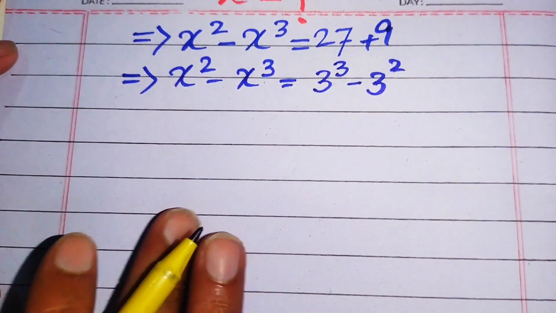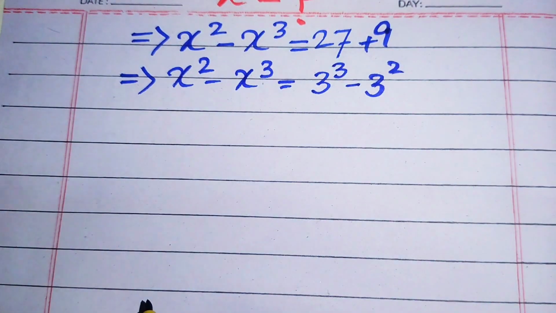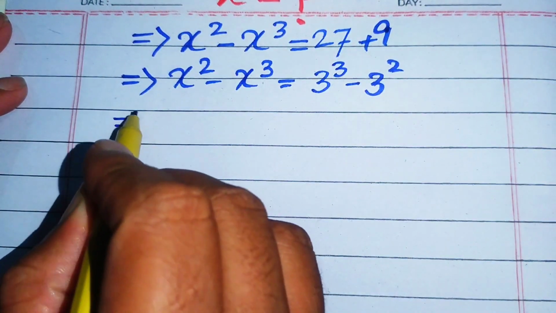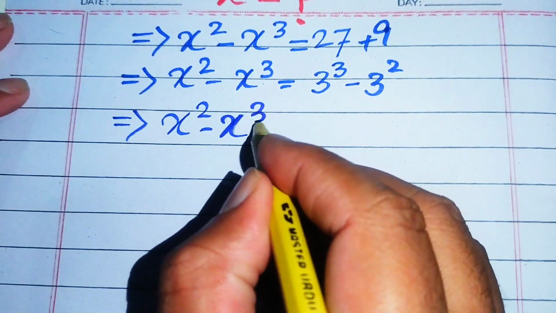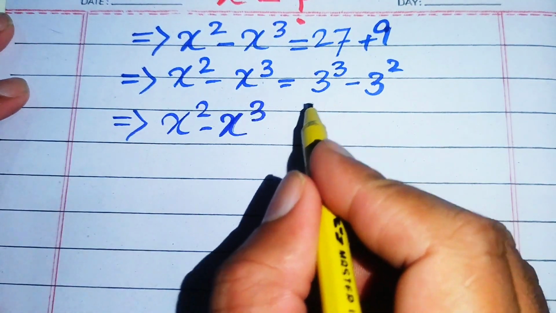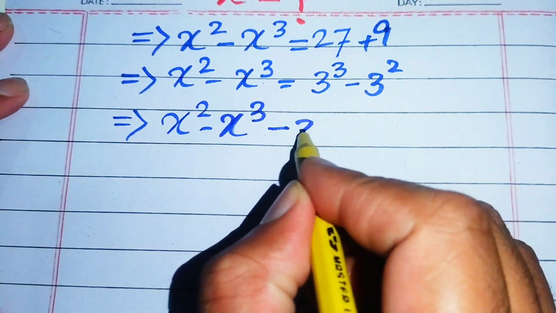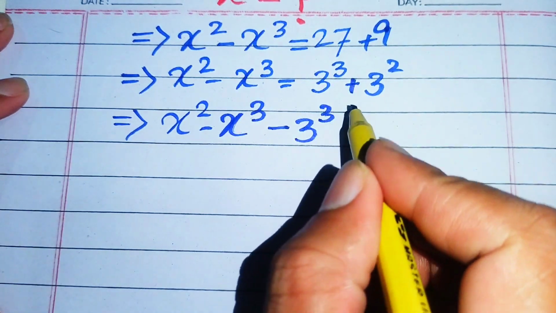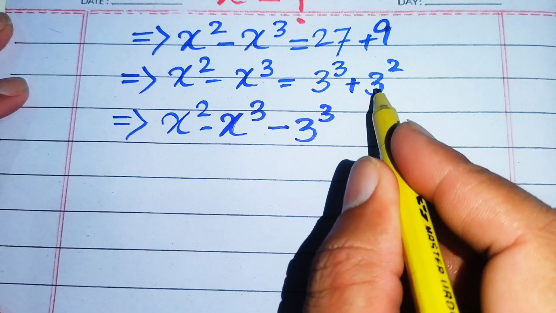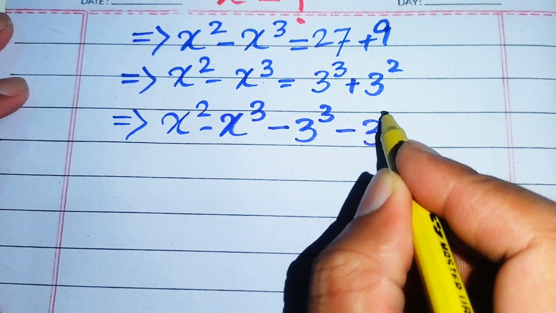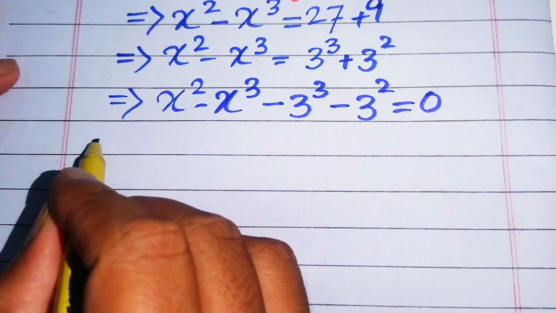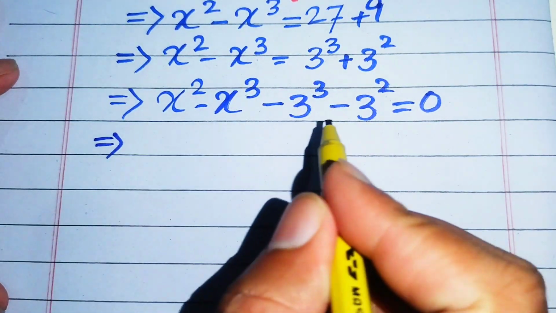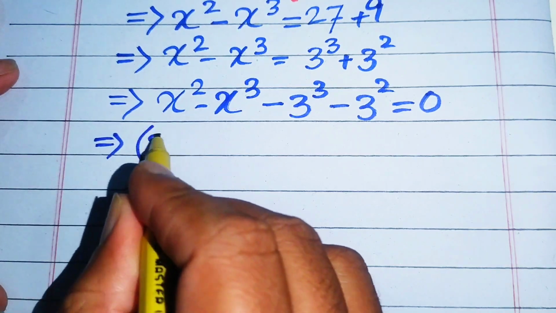And after that we move all the terms from the right hand side to the left hand side, and it is written in this form: x squared minus x cubed, and here we have plus 3 cubed, which we write as minus 3 cubed. This is plus 3 squared, so when we move this to the left hand side, it becomes minus 3 squared equals 0.